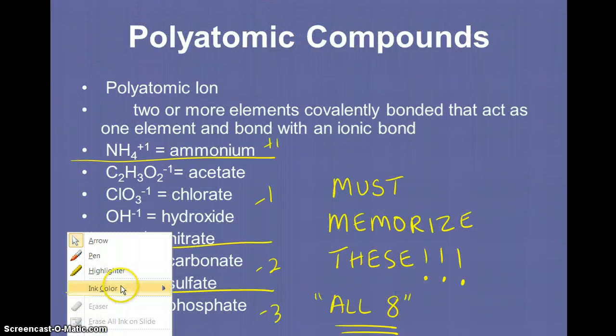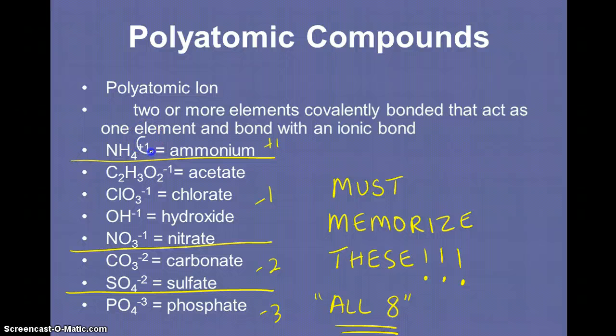Let me get my pen going. Is 1. That's what I'm telling you right there. That's the oxidation state for ammonium. The next one, acetate, C2H3O2, has an oxidation state of 1. Chlorate, ClO3, has an oxidation state of 1. Hydroxide, OH, has an oxidation state of 1. Yes, you need to memorize these because they are not on the periodic chart. Nitrate, oxidation state of 1. So the majority of them have an oxidation state of 1.